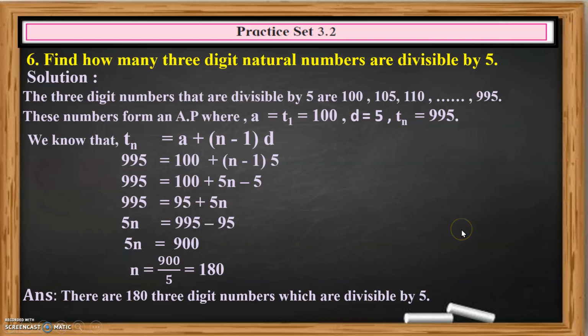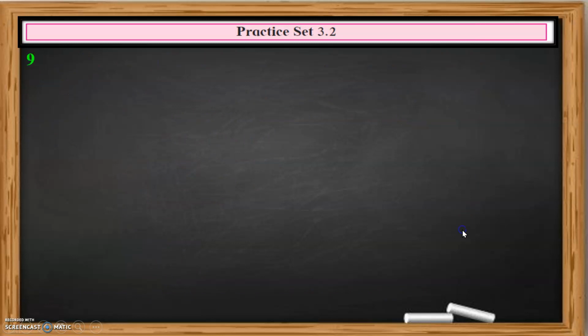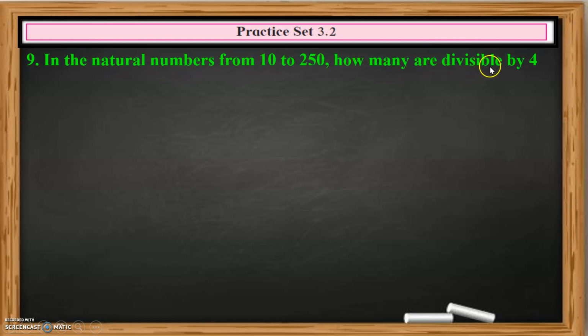Okay, let's take up the 9th sum, which is also in a similar manner. In the natural numbers from 10 to 250, how many are divisible by 4? So again we have to first find the natural numbers from 10 to 250 which are divisible by 4. So how do we start? We start the solution by writing the natural numbers which are divisible.